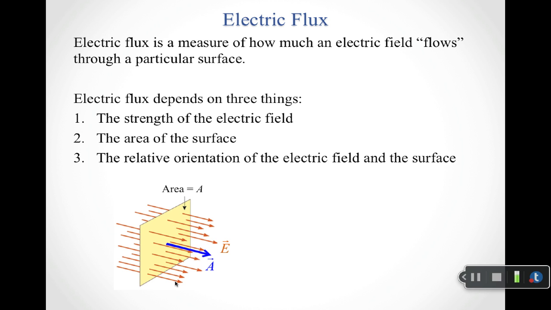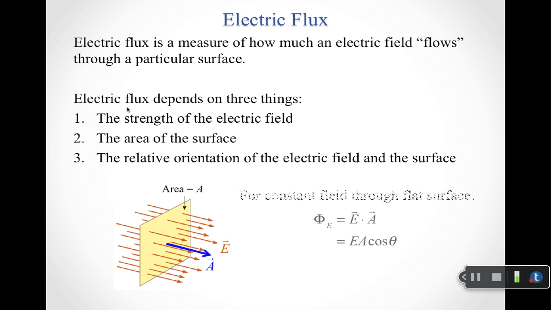And then third is the relative orientation of the electric field and the surface. Again, you'll notice here that my surface is basically perpendicular to the electric field lines, which is going to maximize the ability of the electric field lines to pierce the surface. So the electric flux, just the same way as with the air flux, depends on the strength of the electric field, the area of the surface the electric field is piercing, and the relative orientation between those things.